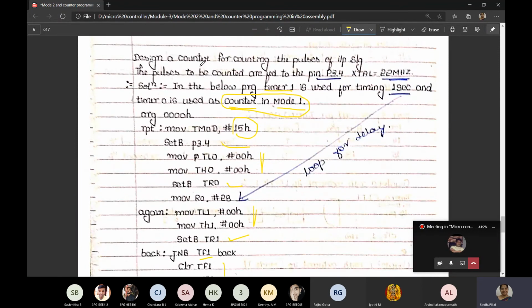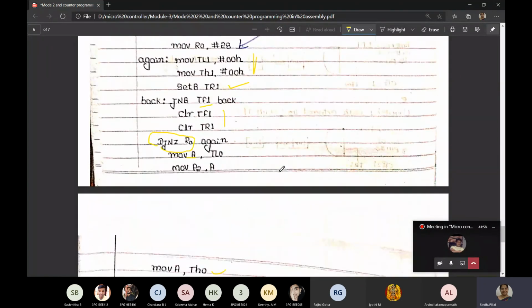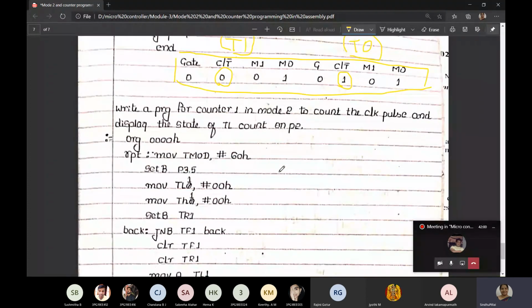What have they given? Design a counter for counting the pulses of an input signal. The pulses to be counted are fed to the pin P3.4. Okay, for that pin it is being fed. So you have to count how many pulses are fed. That is done by counter 0. Next, timer 1 is used, since in the below program, timer 1 is used for timing for 1 second. For 1 second delay, this has been used. Okay, this is one of the programs.